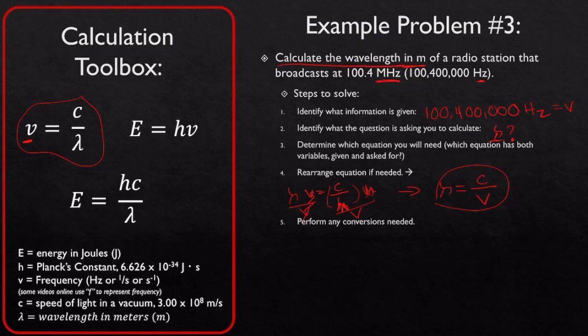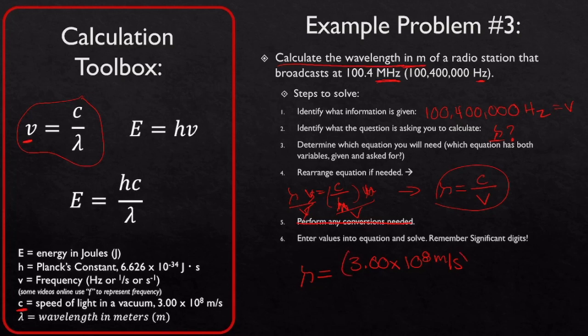All right, so now I need to perform any calculations if I need to. And for this problem, I am not going to need to perform any conversions or anything like that. So I'm going to X that out. And enter values into the equation and solve. So what I'm going to do now is I'm going to take the variables that I've got. So I have my wavelength, and that's equal to the speed of light, which again, the speed of light is listed right over here. It's a constant, 3.00 times 10 to the 8th meters per second. And I'm going to divide that by the frequency.